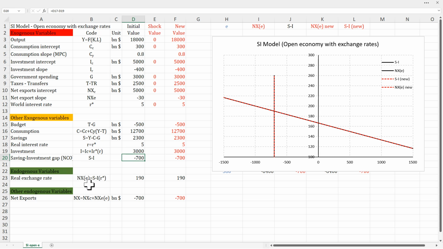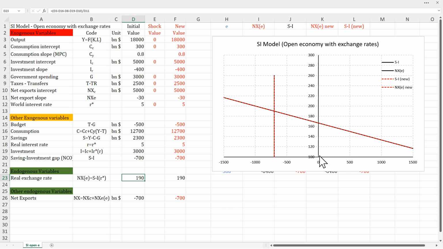And notice that this saving investment gap, or net capital outflow, has to equal the net exports, which is a function of the real exchange rate. In this equation, the right hand side is just a constant, just a number. Then you have just one unknown, the real exchange rate, and you solve for it and get this number. And once you have this real exchange rate, you can plug that value into the net export function and get the net exports value.